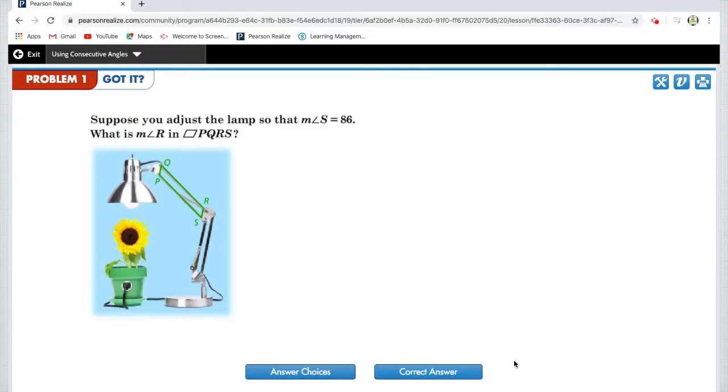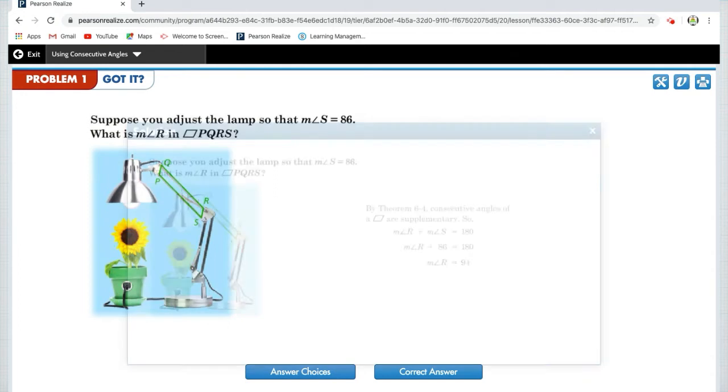Okay, so let's answer Got It 1. Suppose you adjust the lamp so that the measure of angle S is equal to 86. What is the measure of angle R in parallelogram PQRS? So the given is that the measure of angle S is 86, and we need to find the measure of angle R.